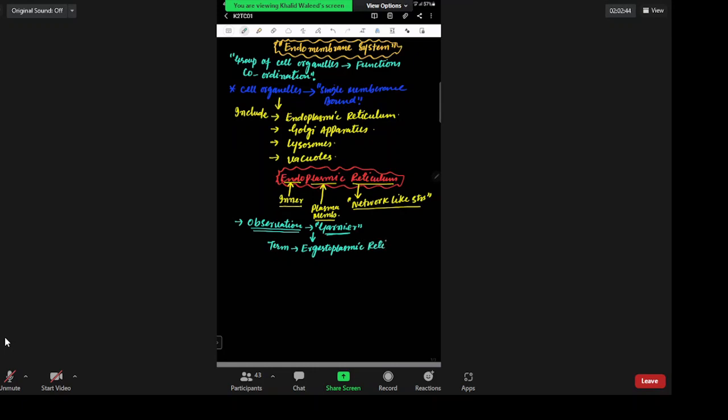Reticule. गार्नियर ने इन नेटवर्क लाइक स्ट्रक्चर्स के लिए, which he observed in the cytoplasm, क्या टर्म यूज किया? Ergastoplasmic reticulum. Now, reticulum, you know, network-like structures. As per Garnier, these reticulum-like structures or network-like structures are present where? In the ergastoplasm.